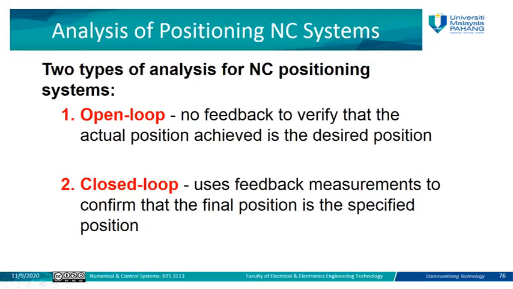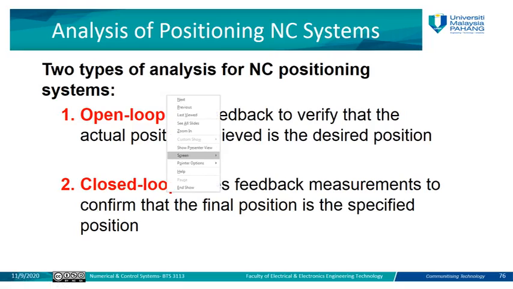Okay, according to the loop control, we classified the CNC machine into two types. We said open loop and closed loop. So this open loop and closed loop is related to the way of controlling the positioning system. In order to control the positioning system of the NC machine or the CNC machine, we have two types of control. One we call open loop, which has no feedback to verify whether the actual position achieved is the desired position or not.